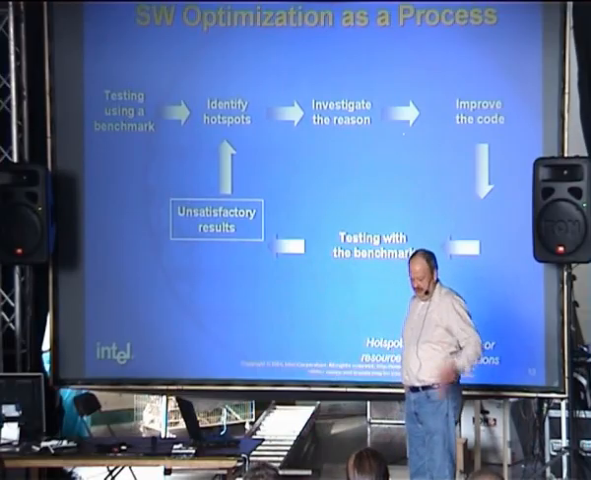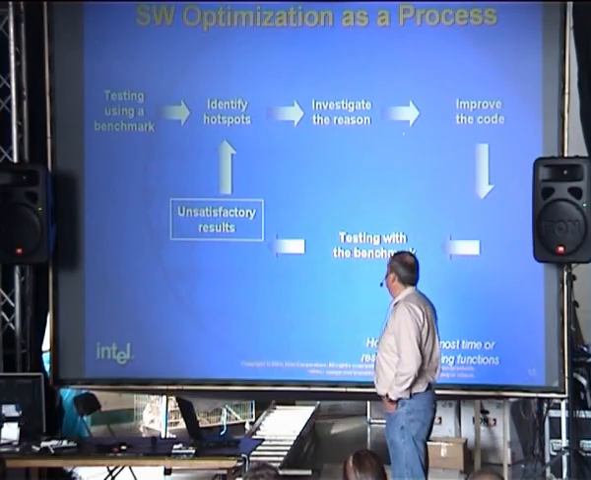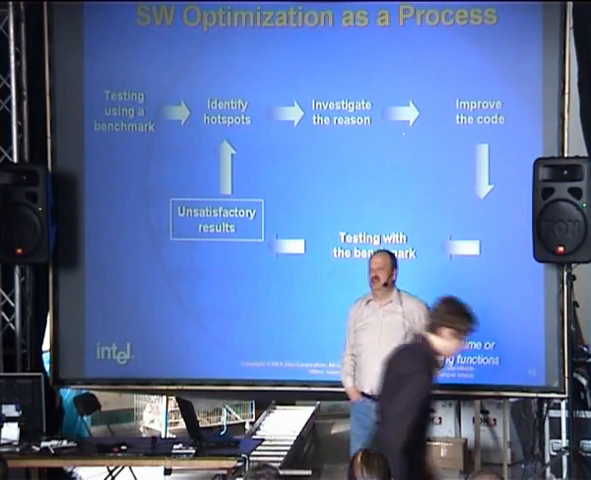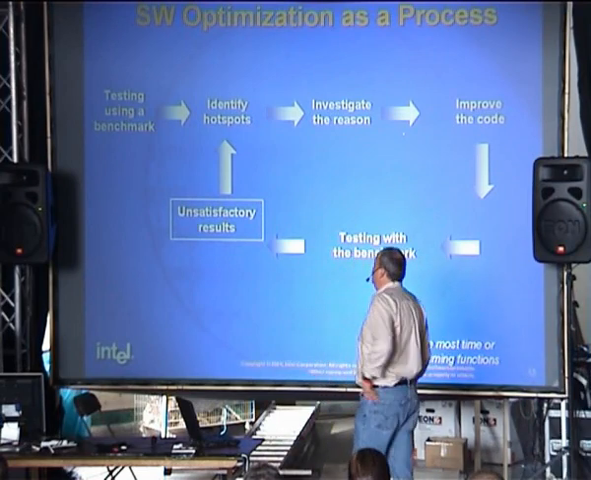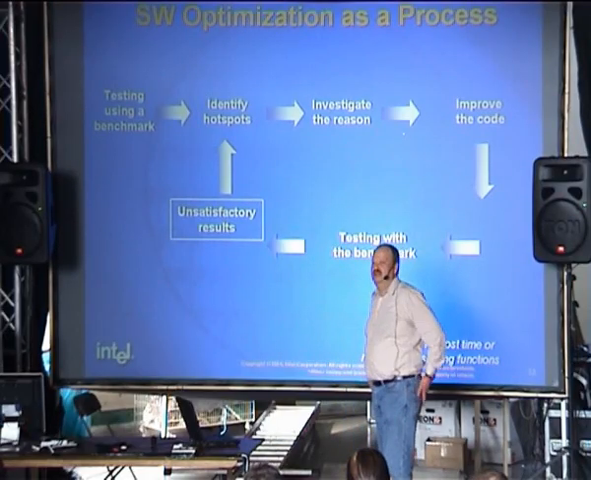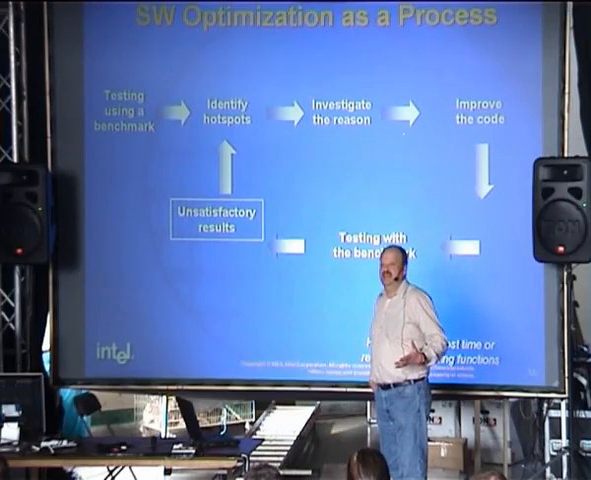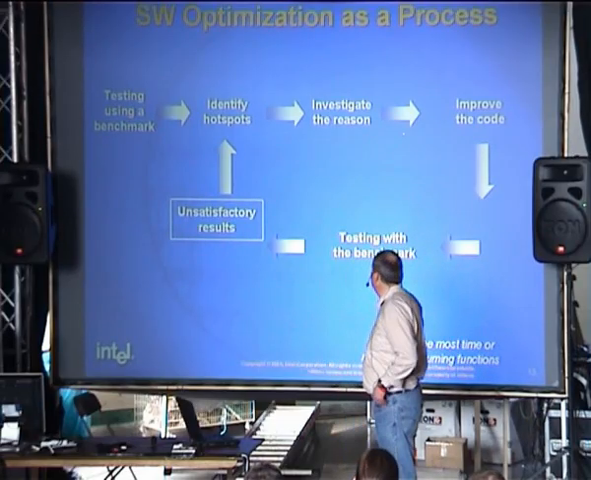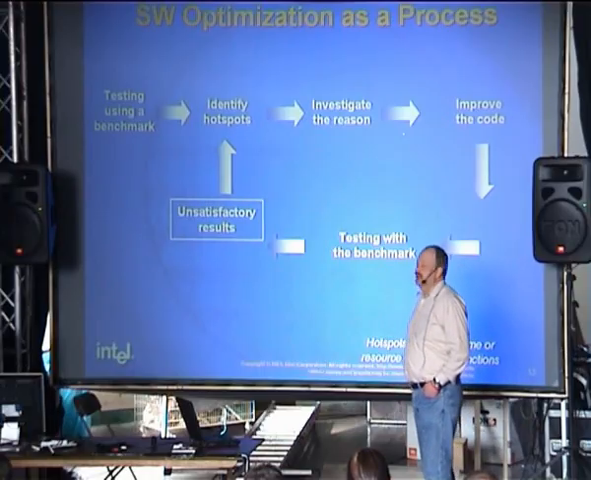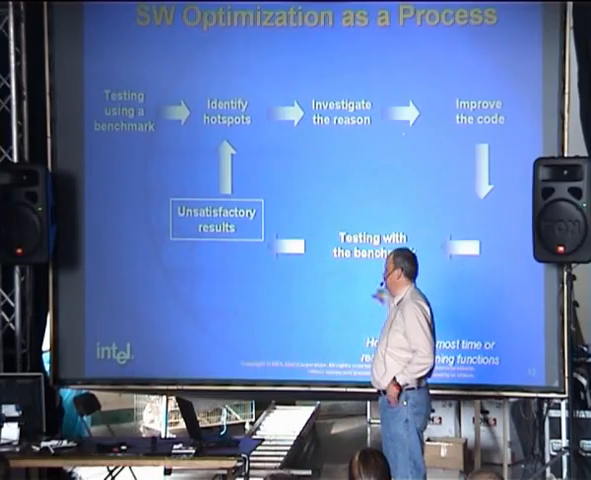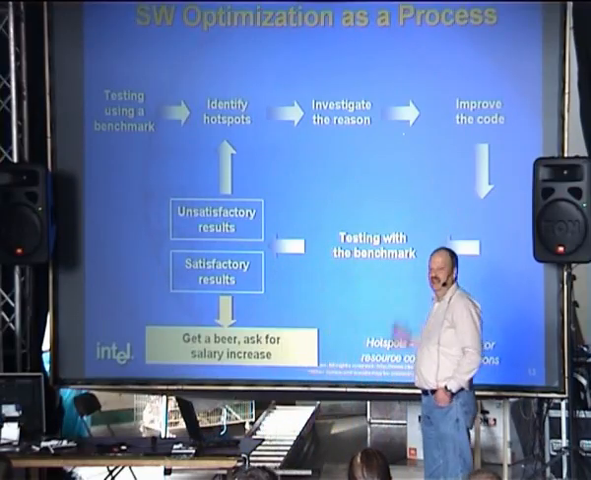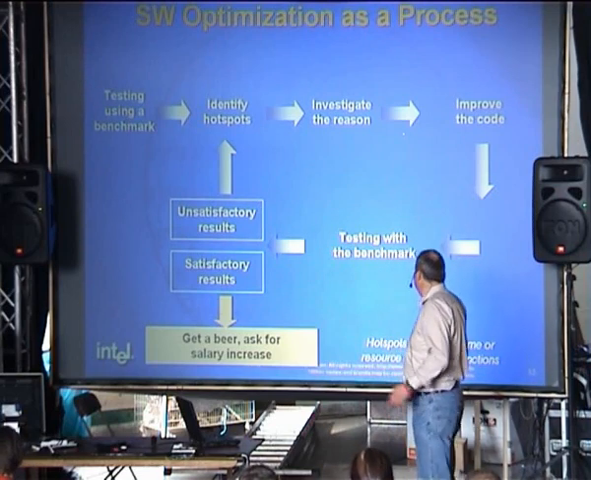So whenever you do in your professional life, or now here at the demo scene, you're trying to optimize your application, you are typically moving in a circle. You start selecting some typical benchmark, some application, some test, which is realistic for the final outcome of your application. You identify some hotspots where a lot of time is spent. You try to investigate why my application spends this much time here. You try to improve your code. You test it again with a benchmark, and then you might not be satisfied with the results, so you go on and again. And finally, you have reached the final result you're looking for, and then you can get a beer, or ask for a salary increase.